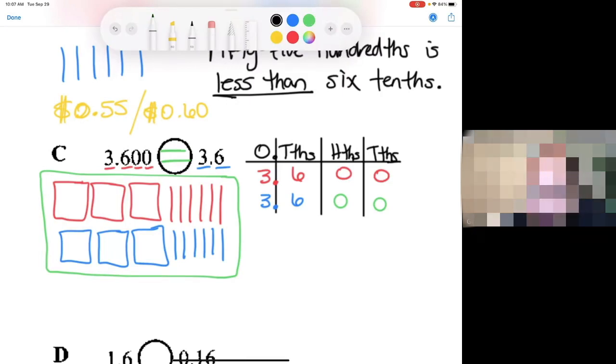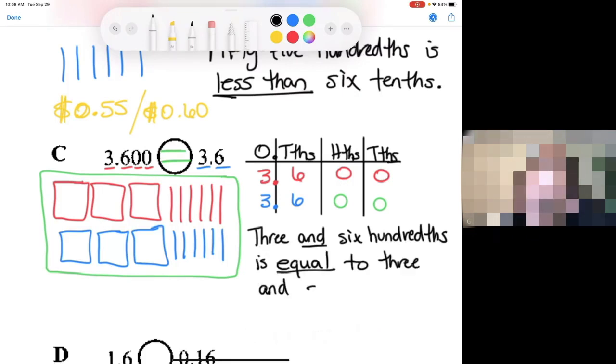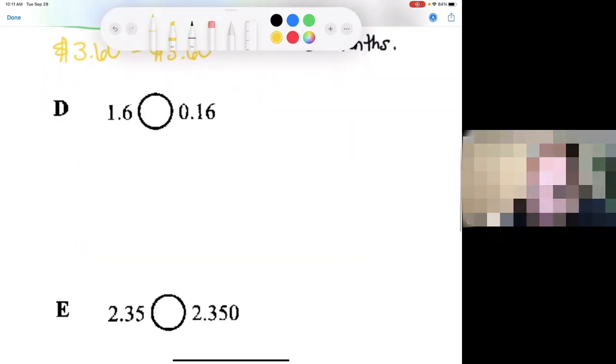The way they're set up, they're different, okay? 3 and 6 hundredths is equal to 3 and 6 tenths. And money-wise, we can say $3 and 60 cents is equal to $3.60.